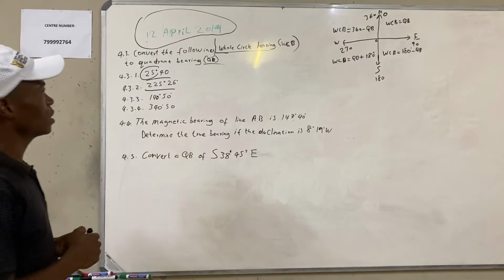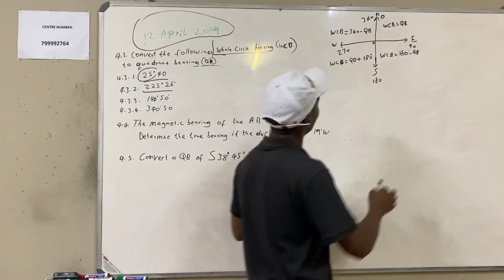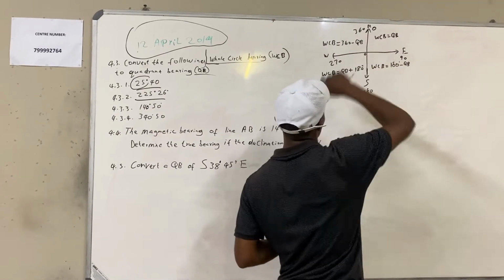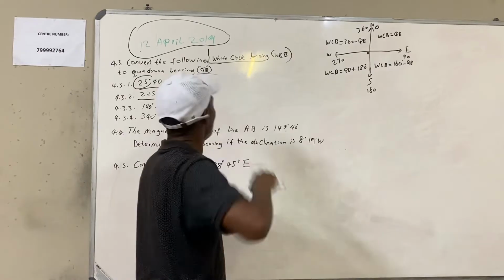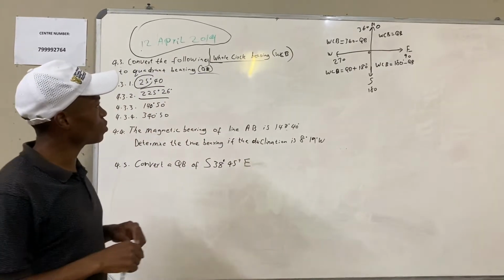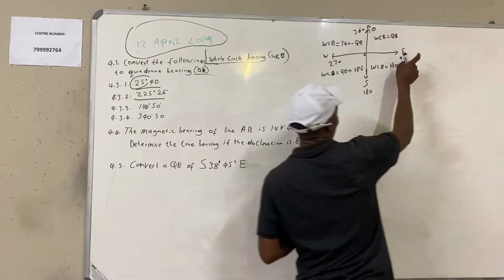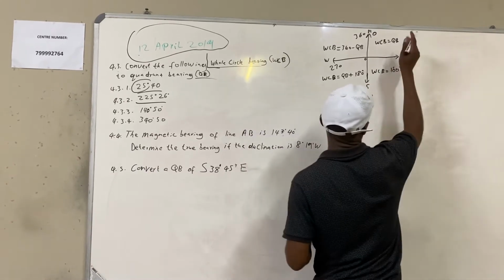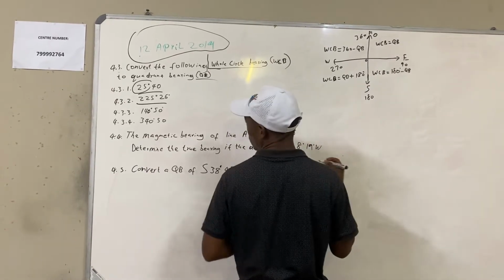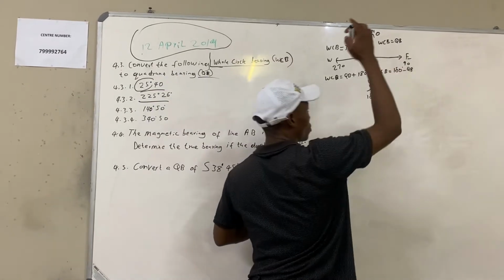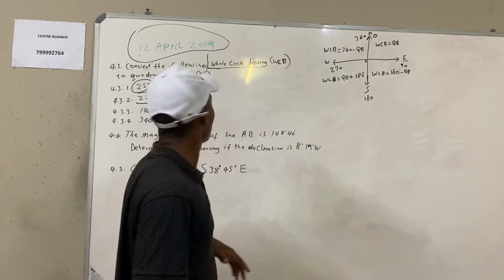Now we are going to focus on the first number, which is 25 degrees. As indicated, this is 0, 90, 180, 270, 360. So you must check which quadrant 25 falls under. As all of us know, 0 to 90 falls under the first quadrant. In the first quadrant, the whole circle bearing and the quadrant bearing are equal.